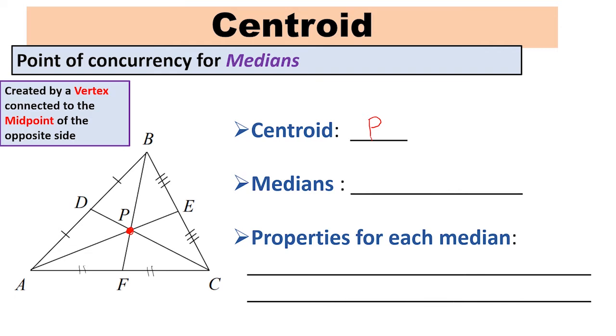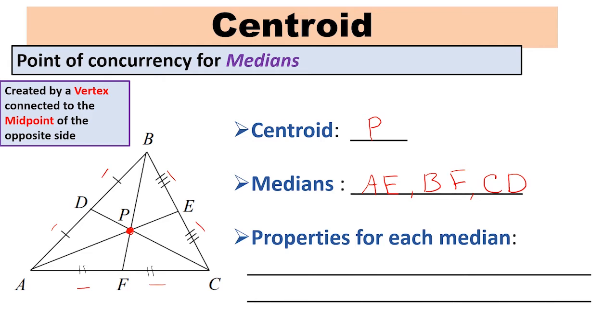Our medians here are AE, BF, and CD, because all of these go from a vertex to the opposite side, and it cuts that opposite side into two congruent parts. And we know that because we have these congruence marks here on each side. So those are all medians. And let's look at some properties for each median.